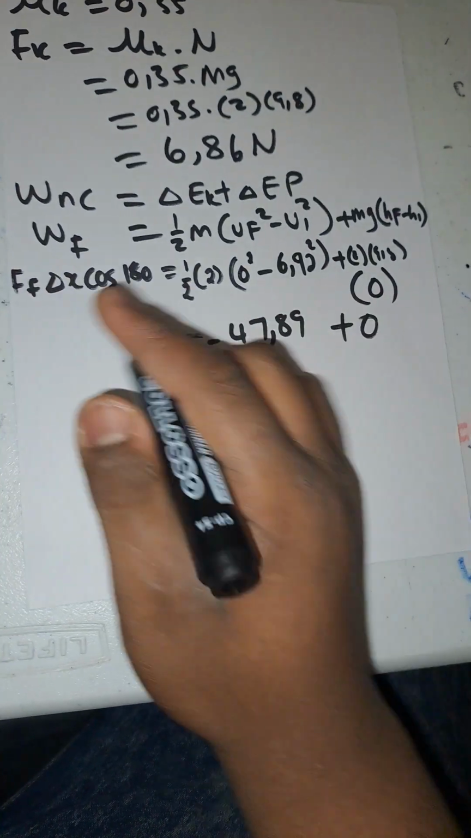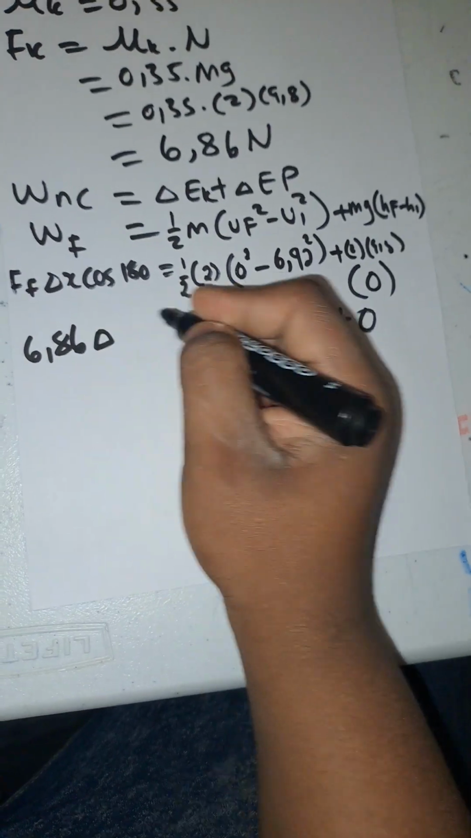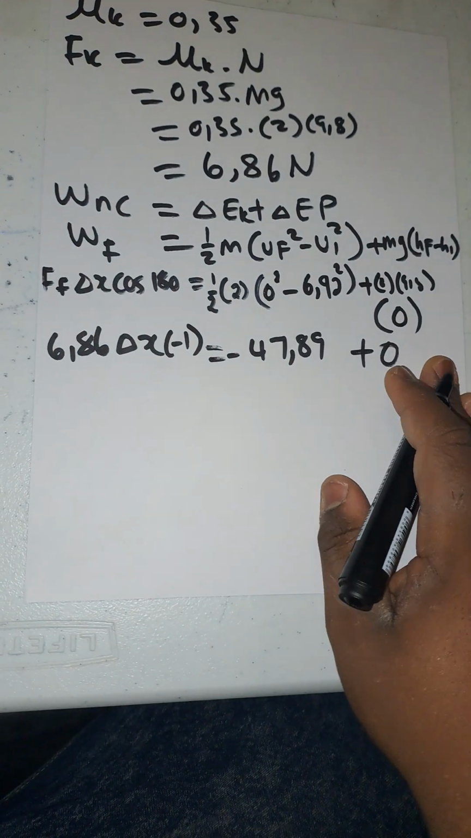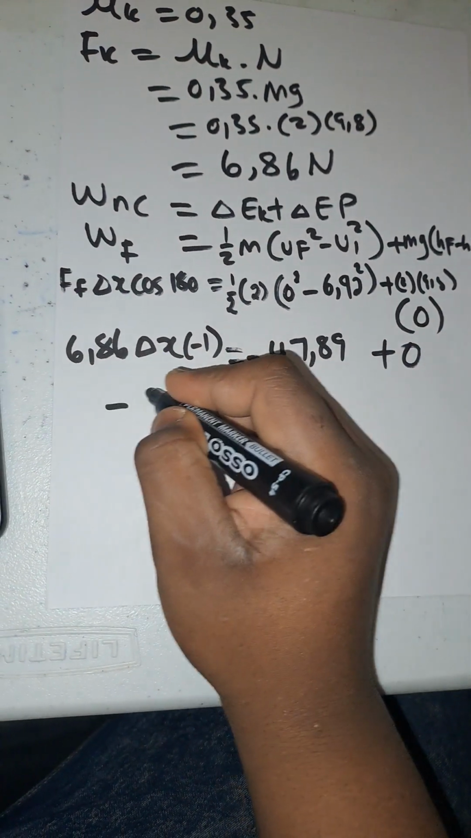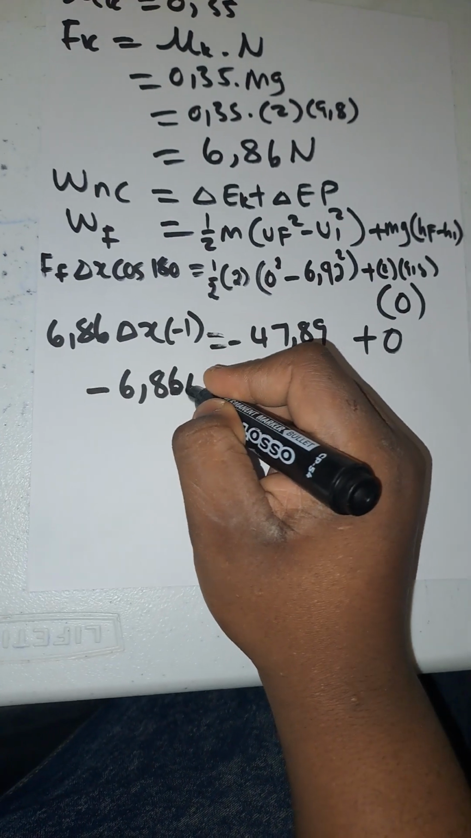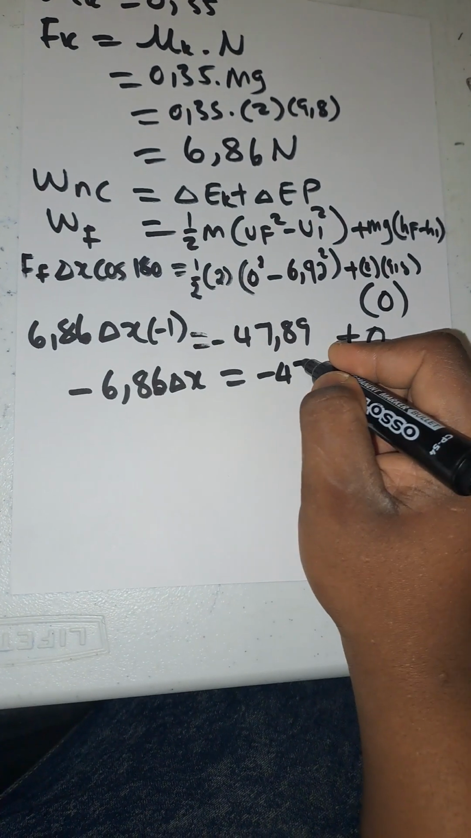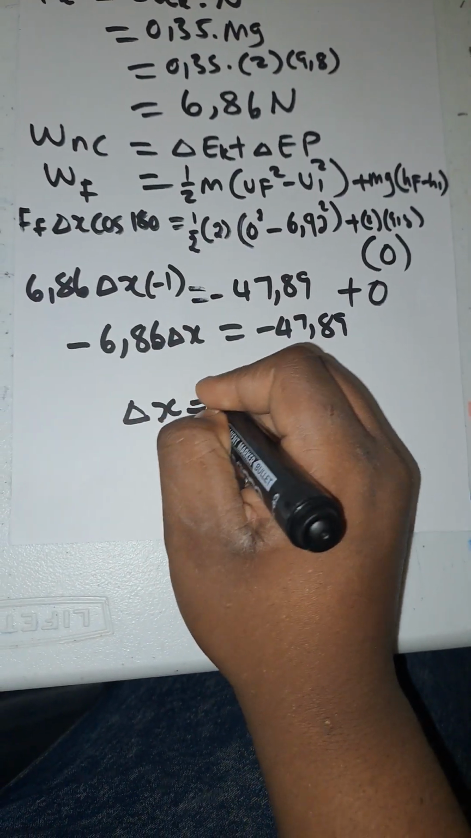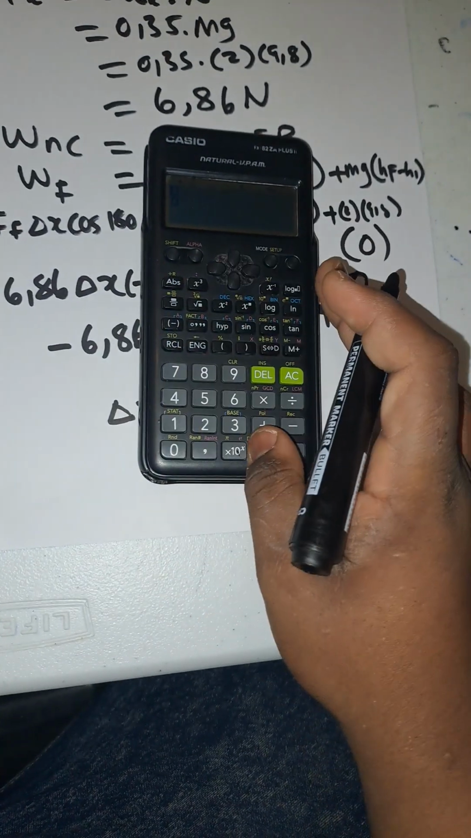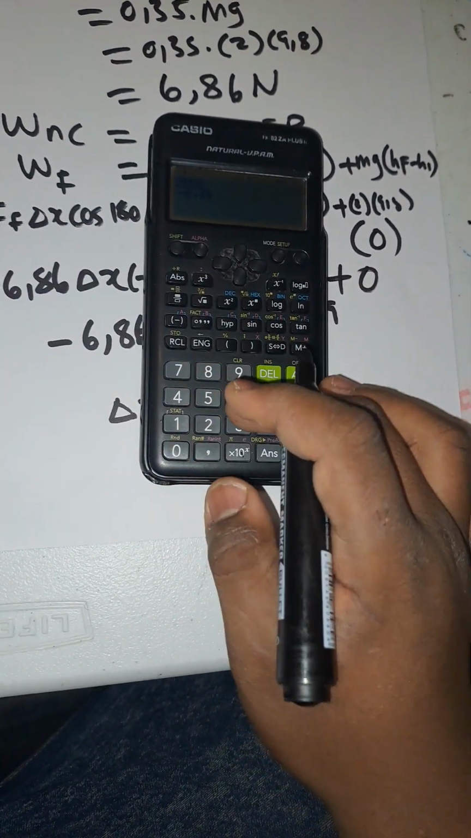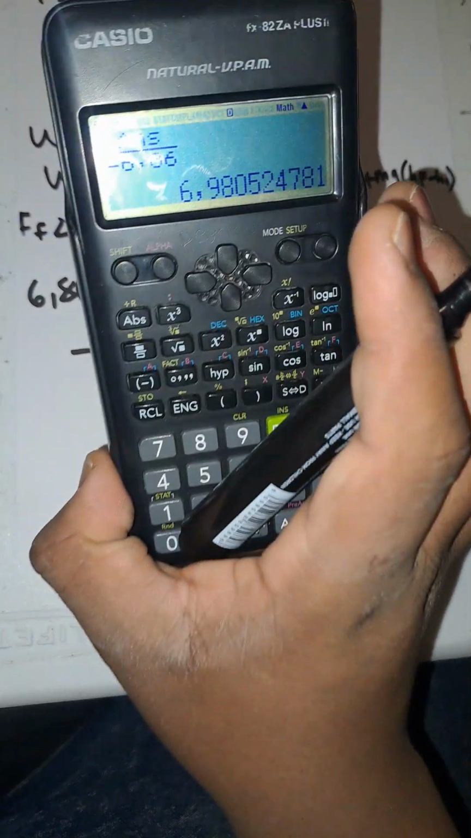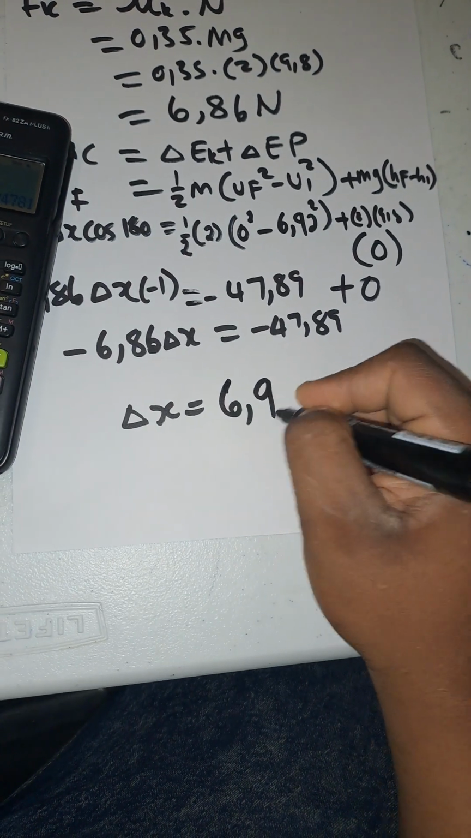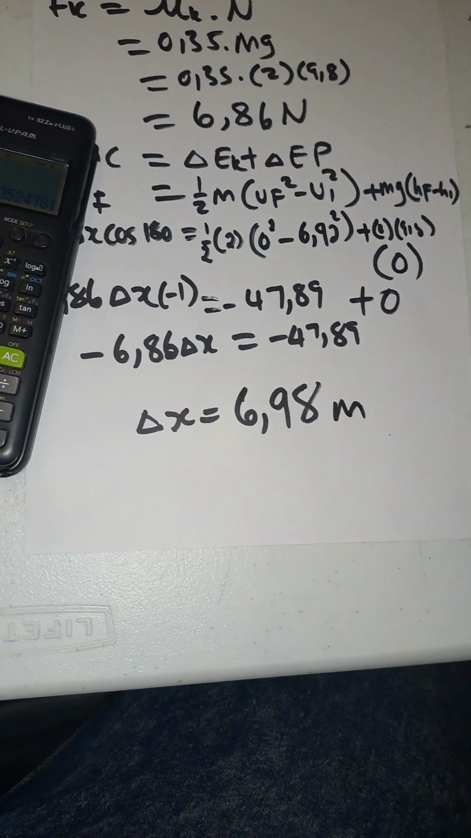So what is my frictional force? 6.86. The distance is what we want. And then I get negative 1 there, because cos 180 is negative 1. So basically here I have negative 6.86 delta x equals negative 47.89. Divide both sides by negative 6.86 because it is the coefficient of the variable. So I say the answer divided by negative 6.86. What did I get? 6.98. So my delta x is equal to 6.98 meters. You see, you're done.